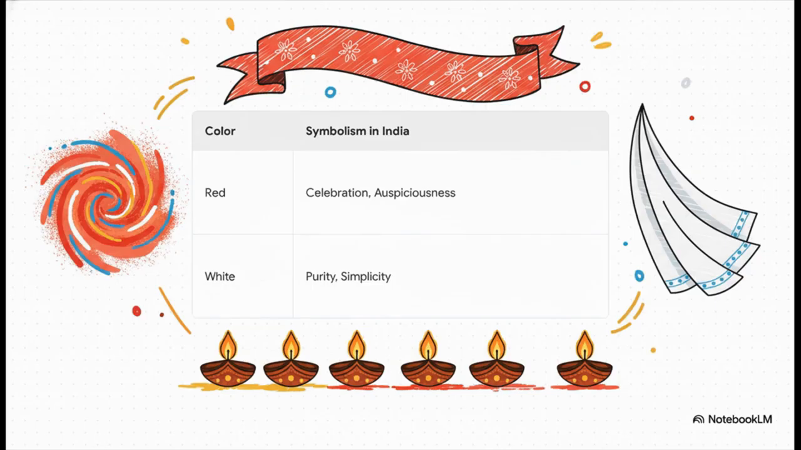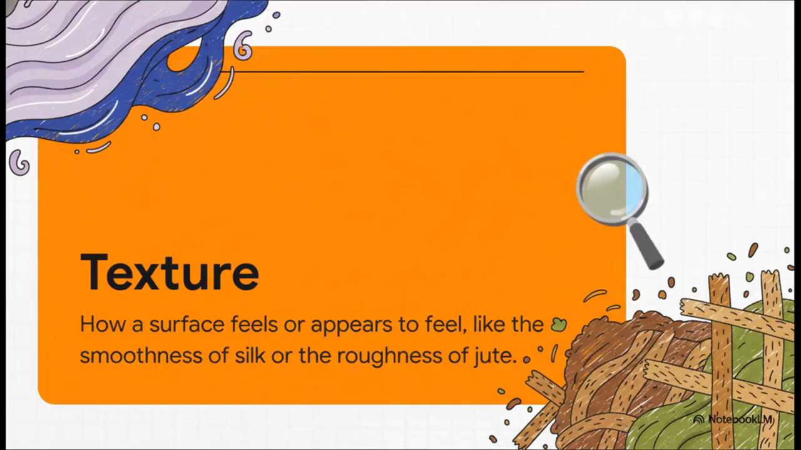Red is all about celebration, new beginnings, good fortune. White often stands for purity and simplicity. Designers know this, and they use these colors to tap right into those feelings. And then there's texture. This is all about the surface quality of an object. And it's not just how it literally feels, but how our eyes think it would feel. You can almost imagine the smooth, cool glide of a silk sari versus the coarse, earthy feel of a jute bag. That sensation is texture, and it adds such a rich layer to any design.